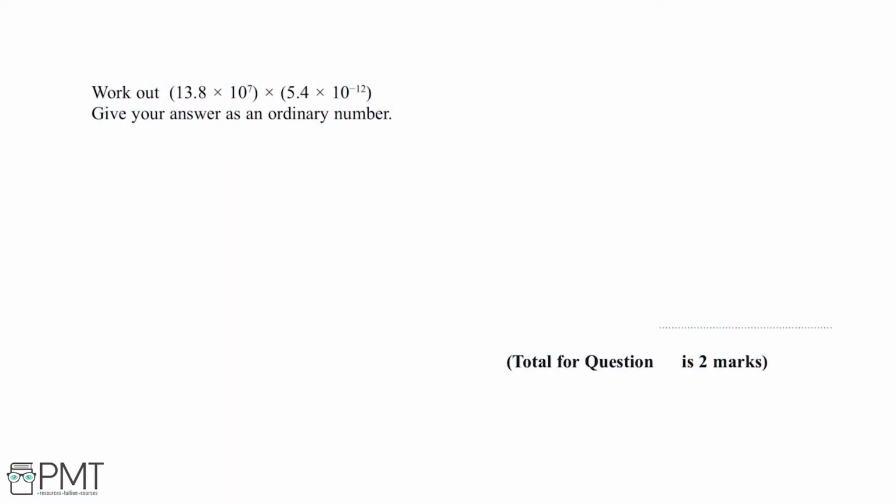Work out 13.8 times 10 to the power of 7 multiplied by 5.4 times 10 to the power of negative 12. Give your answer as an ordinary number. So 13.8 multiplied by 10 to the power of 7 multiplied by 5.4 times 10 to the negative 12 is the same as writing 13.8 multiplied by 5.4 multiplied by 10 to the power of 7 multiplied by 10 to the power of negative 12. And this can make it easier to work out.